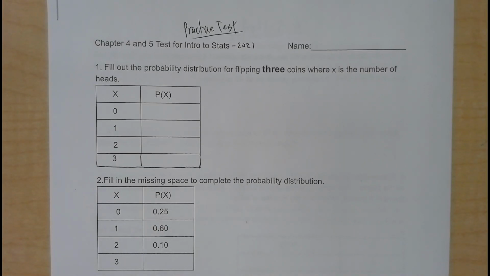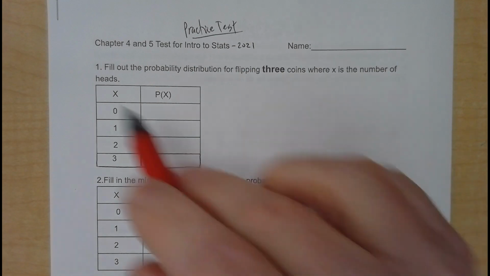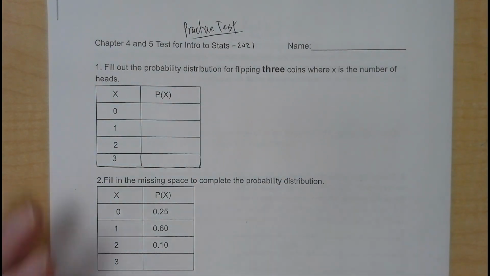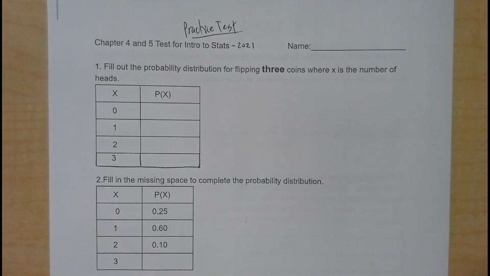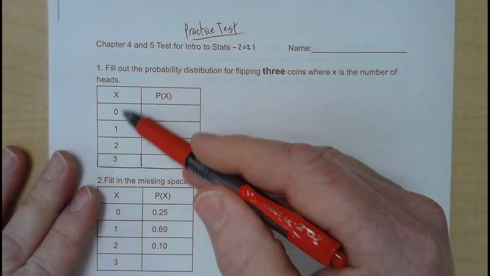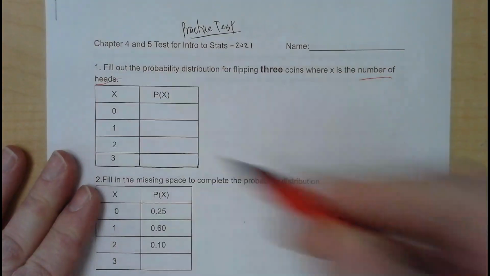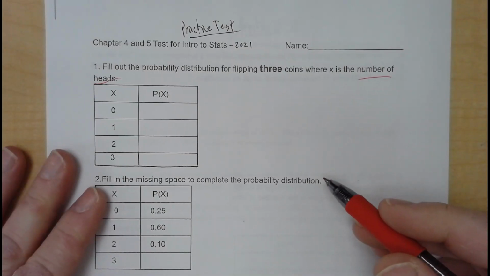All right, welcome to the Chapter 4 and 5 practice test for Intro to Stats. So we're going to fill in this probability distribution here. And this is the discrete random variables. So the discrete random variable is the number of heads that show up. So we're going to flip a coin 3 times.